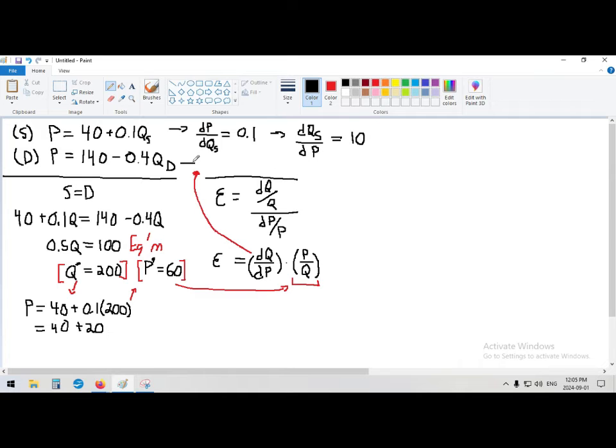And we can do the same thing for the demand curve. We have the change in price over the change in quantity demanded. That'll be our slope, so we have negative 0.4. Then we flip it around: the change in quantity demanded over the change in price is going to be negative 10 over 4 instead of 4 over 10. That's going to be negative 2.5.